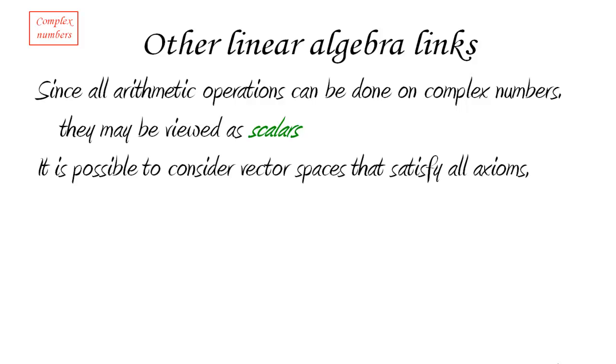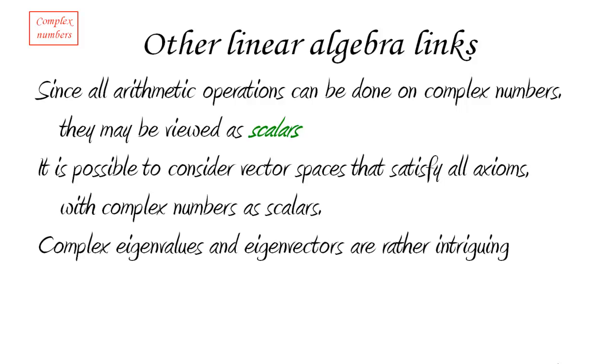So it is possible to consider vector spaces that satisfy all axioms, but with complex numbers as the scalars. And again, this is another extension we can make. So just like we can talk about regular Euclidean vectors, but using complex numbers and matrices and so on, we can also extend our interest to, for instance, vector spaces of functions, which are functions of complex numbers, and all kinds of wonderful things like that. Complex eigenvalues and eigenvectors, as I said, become very, very intriguing, and we can do all kinds of things with them. As well, we can develop all kinds of inner products which are based on complex numbers. Again, this is just for your own information, for you to know that they can be done.